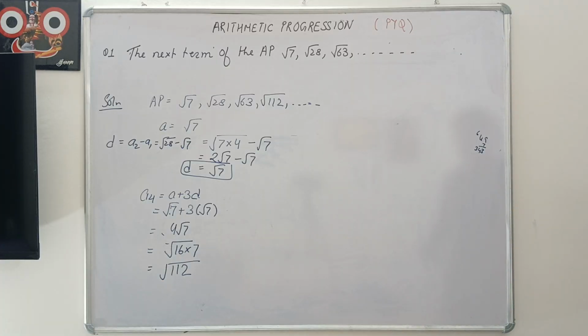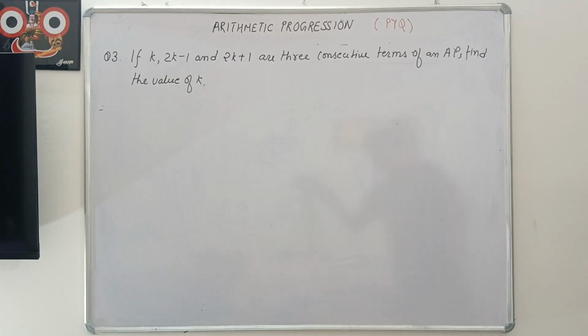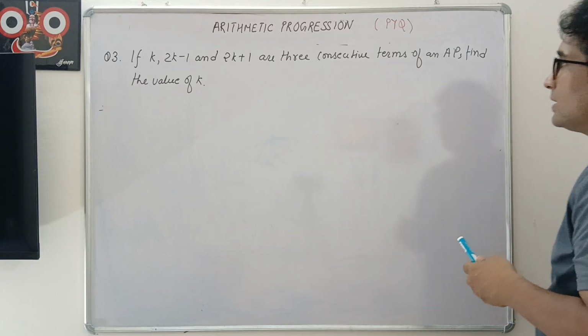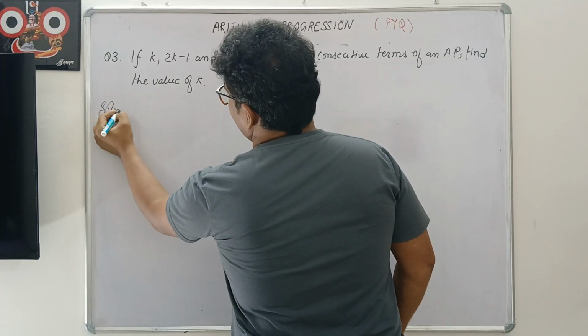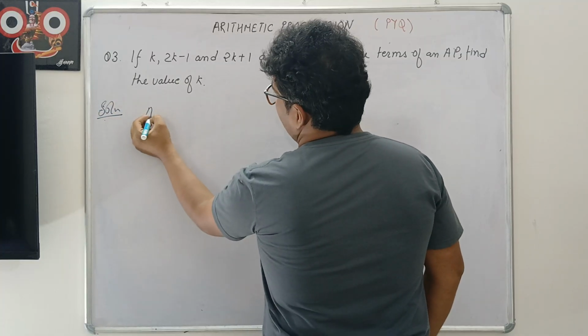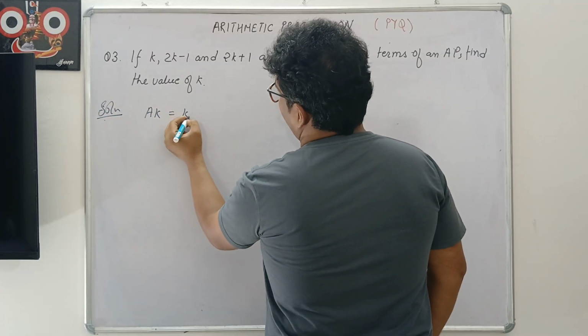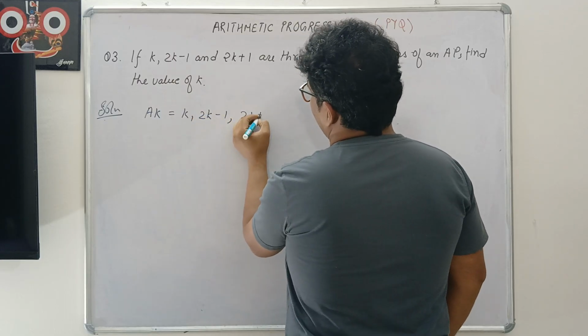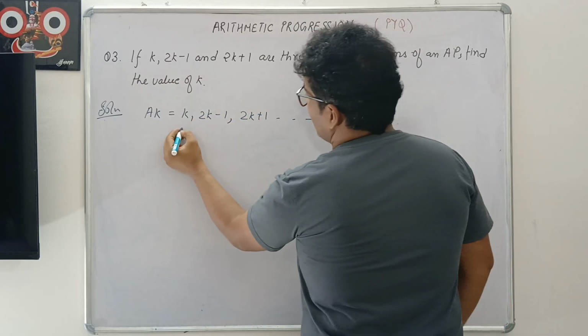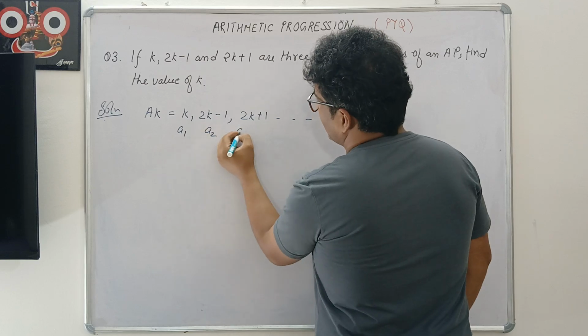Okay, let's go to the next one. Now the third question is asking that an AP is given having the terms: the first term is k, the second is 2k minus 1 and the third is 2k plus 1. Then you have to find the value of k, correct? So your AP is k, 2k minus 1 and 2k plus 1, and so on. So this is your A1, this is your A2, this is your A3.